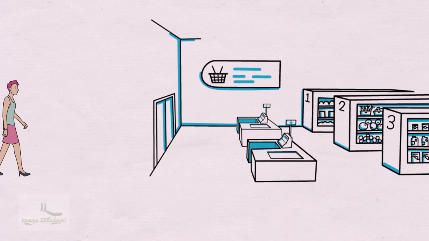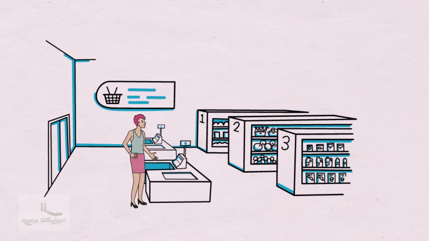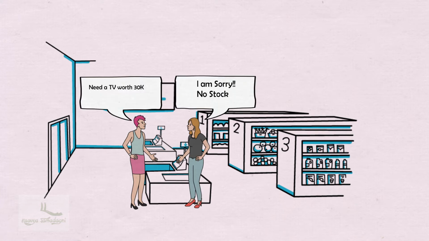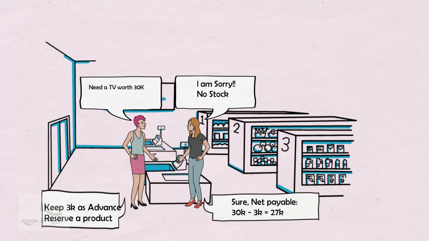Let me take an example here. A customer visits an electronic product showroom and likes to purchase a specific model of television which costs around 30k. The shopkeeper informs the customer that the stock is not available in the shop as of now and it will arrive in the next week. The customer then makes an advance payment of 3000 rupees to the shopkeeper and tells him to reserve the product for him when the stock arrives.